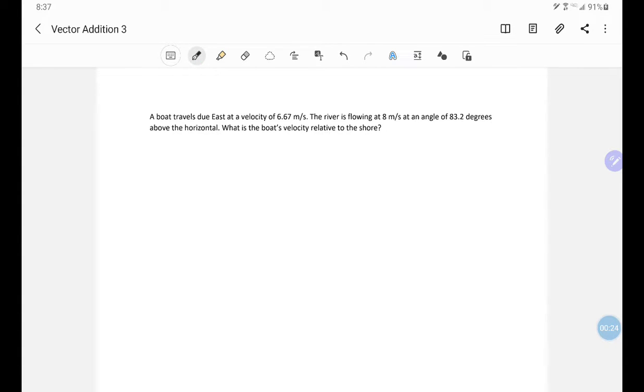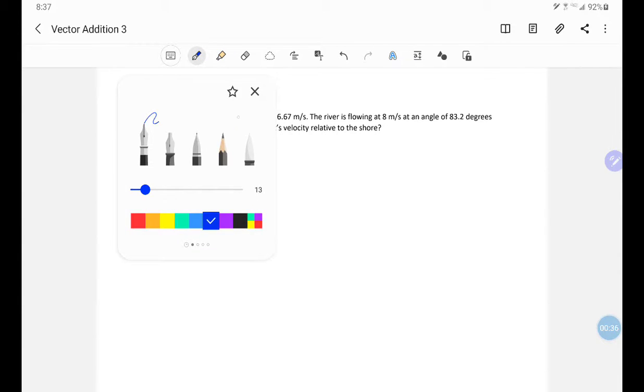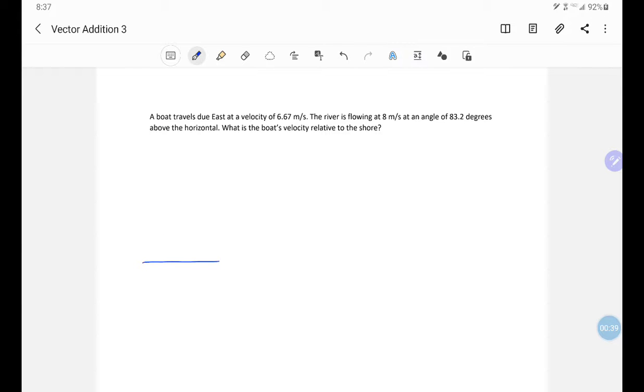So when we are finding relative velocity, in this particular case, we're just adding the boat's velocity to the river's velocity. So let's start with a picture. The boat's velocity is due east. So this is the velocity of the boat. It is 6.67 meters per second. We then have the velocity of the river, which is inclined at a very steep angle, at 83.2 degrees. So this angle here is 83.2 degrees.